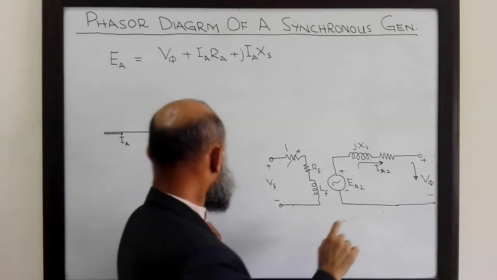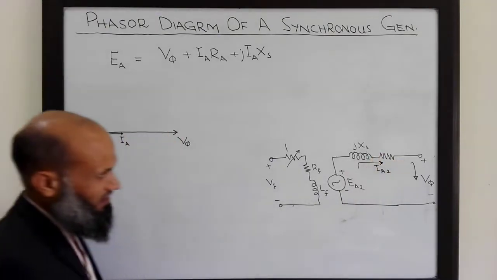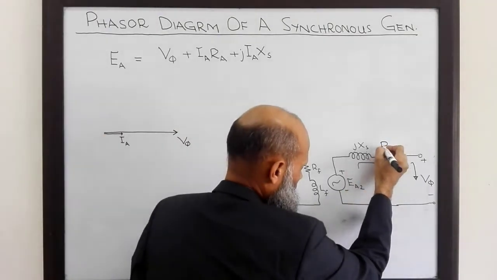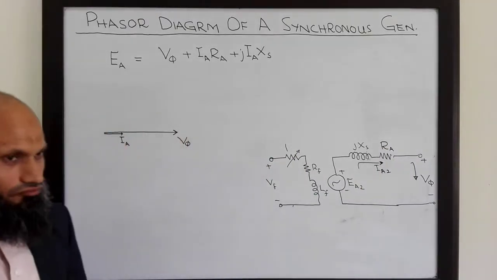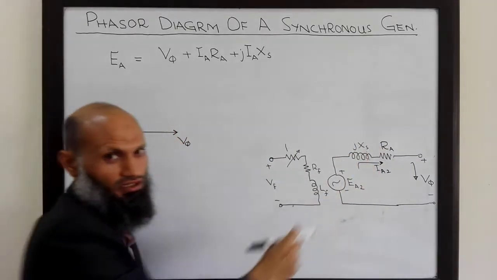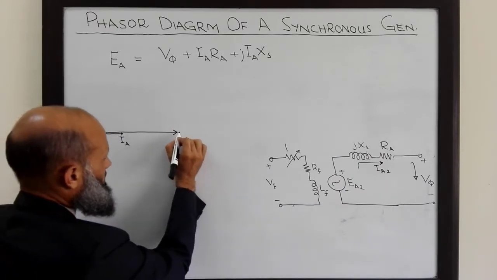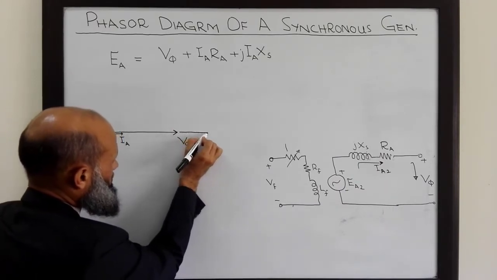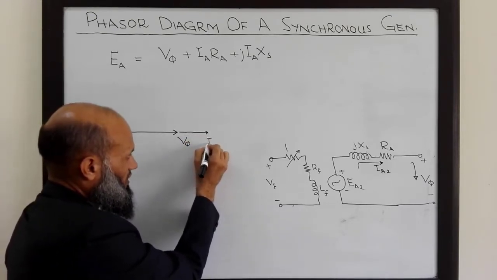And the voltage which is dropped across this resistor, that is IARA. Since RA is simply a real number, RA multiplied by IA will be in phase with IA. So this is the phasor for IARA.